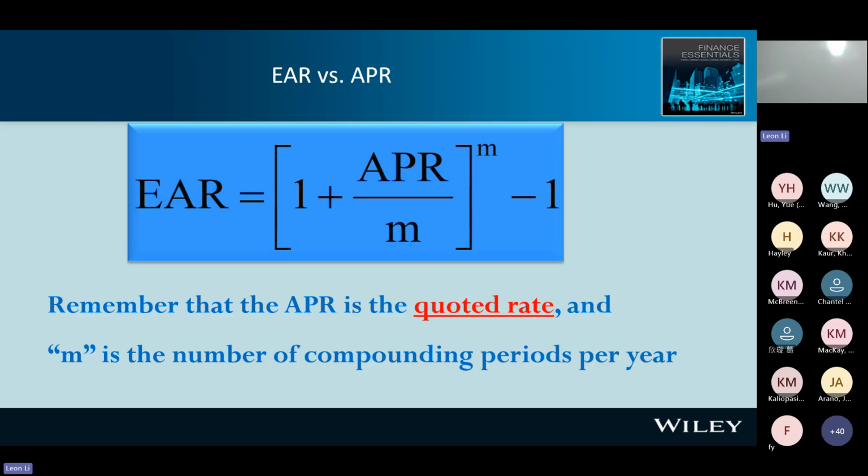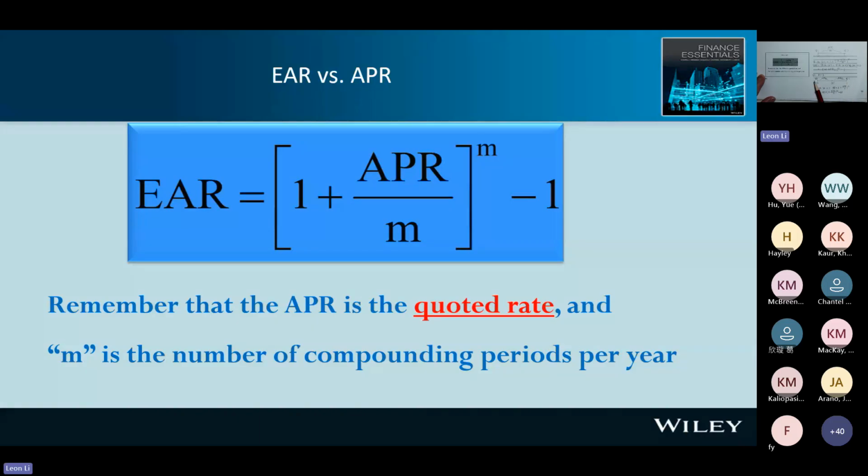All right. So how do we get this formula? Again, let me use an example. Let's consider a simple case first. M equal to 2, so that means semi-annual, right? So if you have compounding every 6 months, APR is a 1-year rate. So the semi-annual rate will be APR divided by 2. Then you have 2 periods, 1 and 2.